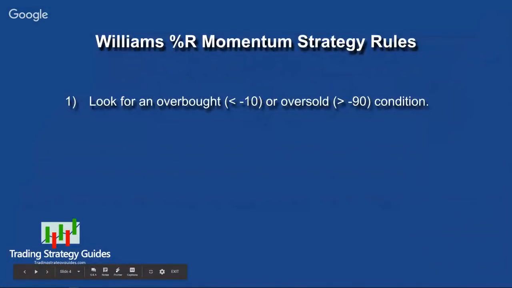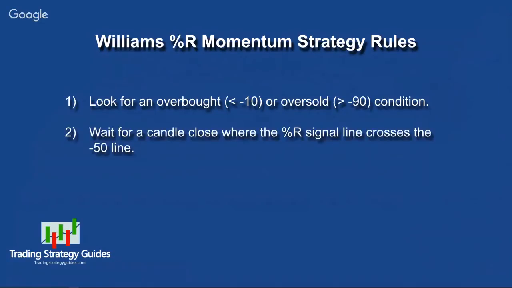First, look for an overbought or oversold condition. That'll be greater than -10 for overbought, and less than -90 for oversold. Or up at the very top of the indicator for overbought, and down at the very bottom for oversold. Okay. Next is to wait for a candle close where the %R signal line crosses the -50 line. That's the line that we just added.